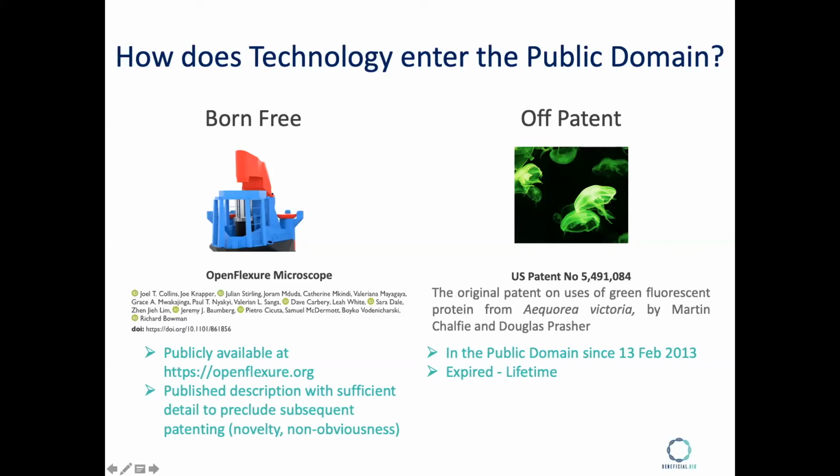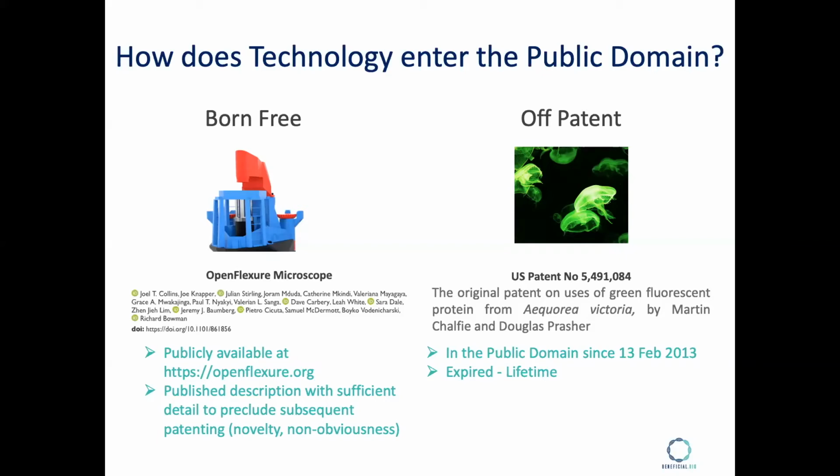The example that I'm showing here is US patent number blah, blah, for green fluorescent protein. This was the original very broad-based patent that was filed by Columbia University on an innovation by Martin Chalfie and Douglas Prasher. It has been in the public domain since February of 2013, and it has endured its entire lifetime. So that technology is squarely in the public domain.